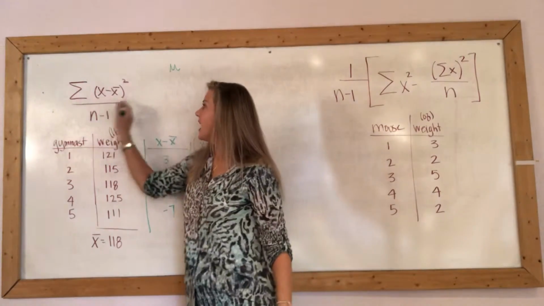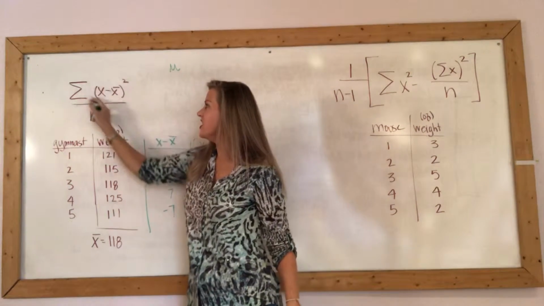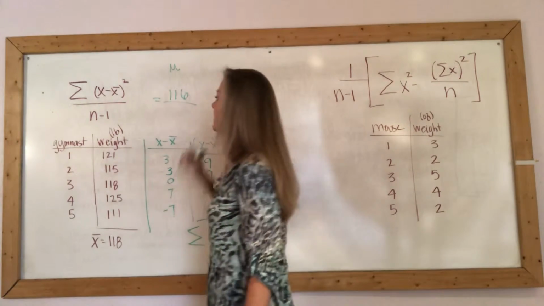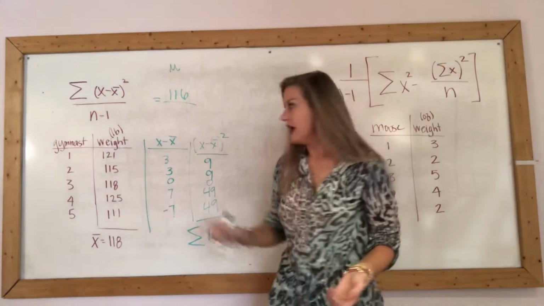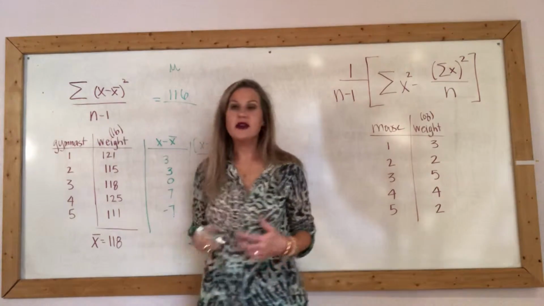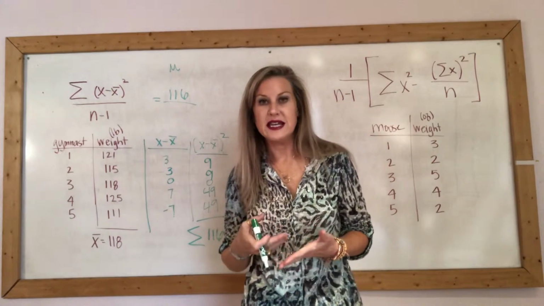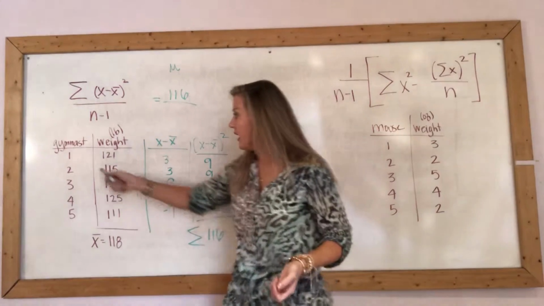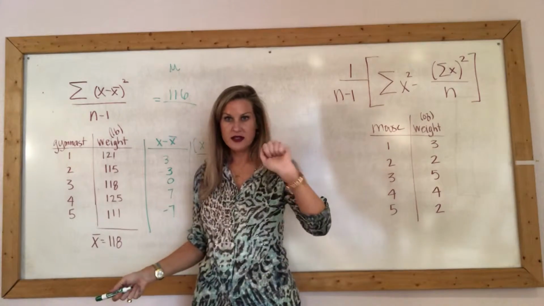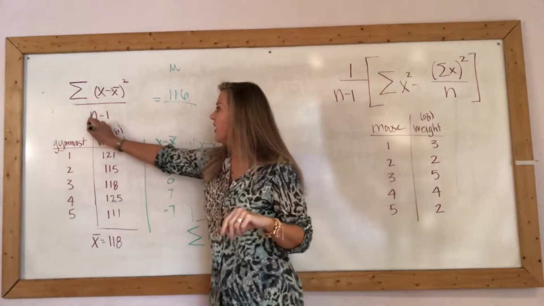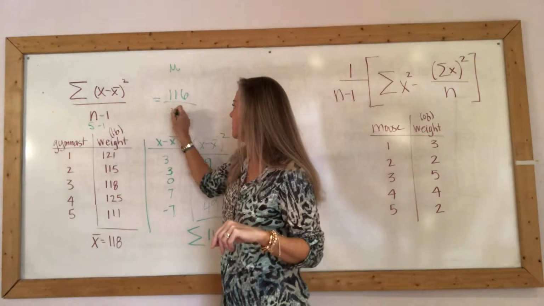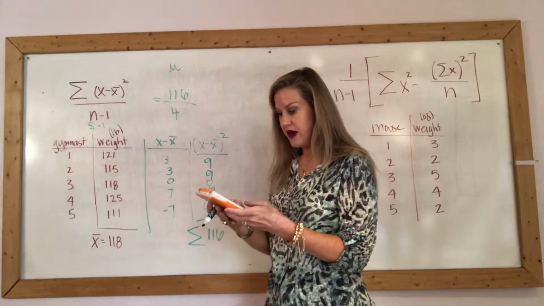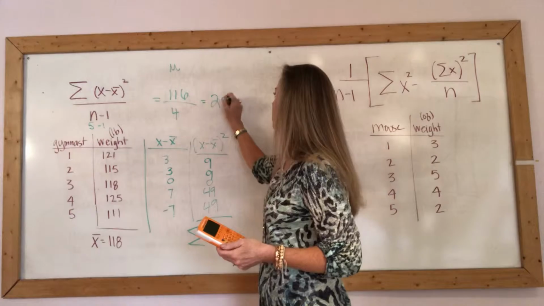So now I have this entire numerator. I just figured out the number that's the whole top. So that is 116. Now I'm going to divide it by n minus 1. And n represents the number of individuals in my sample. How many gymnasts did I weigh? Well, I weighed 5 different gymnasts. That's how many were in my sample. So 5 minus 1 is 4. So if I do 116 divided by 4, I get 29.